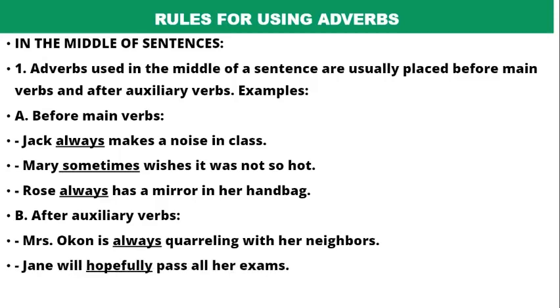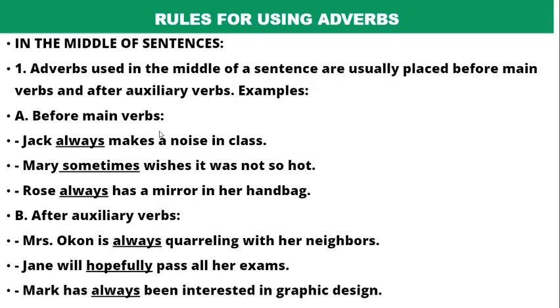Okay. Another example, Jane will hopefully pass all her exams. The auxiliary verb here is will, and hopefully, which is the adverb, comes after the auxiliary verb. And again, it obeys the rule we earlier stated. It comes right before the main verb pass.